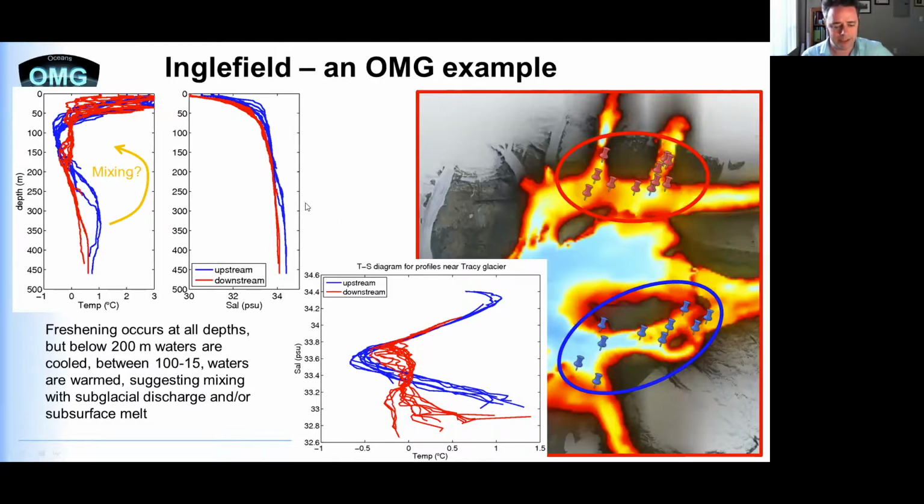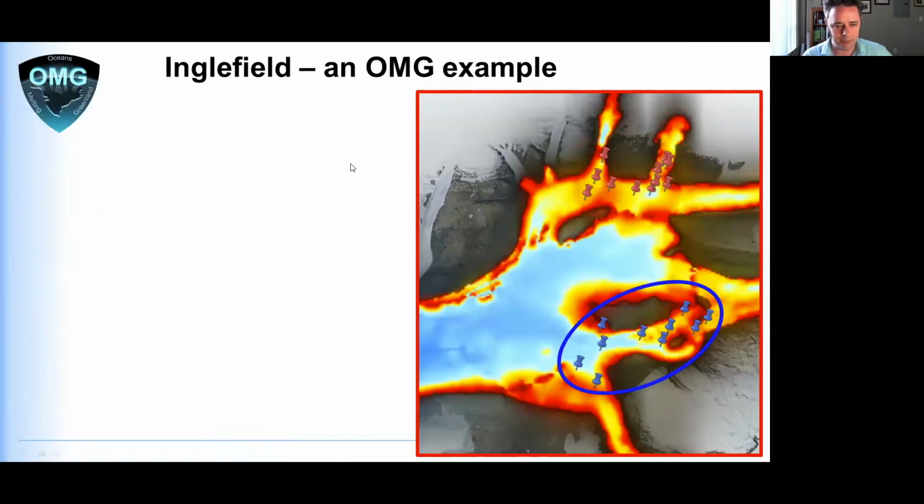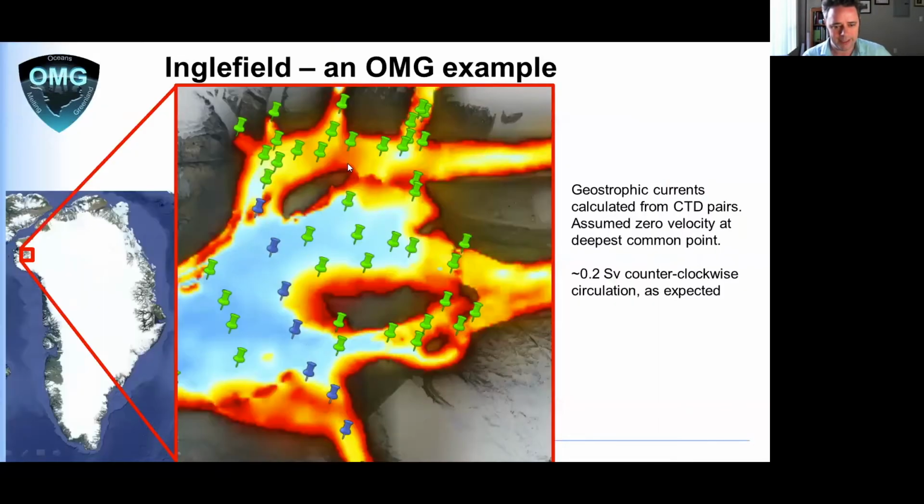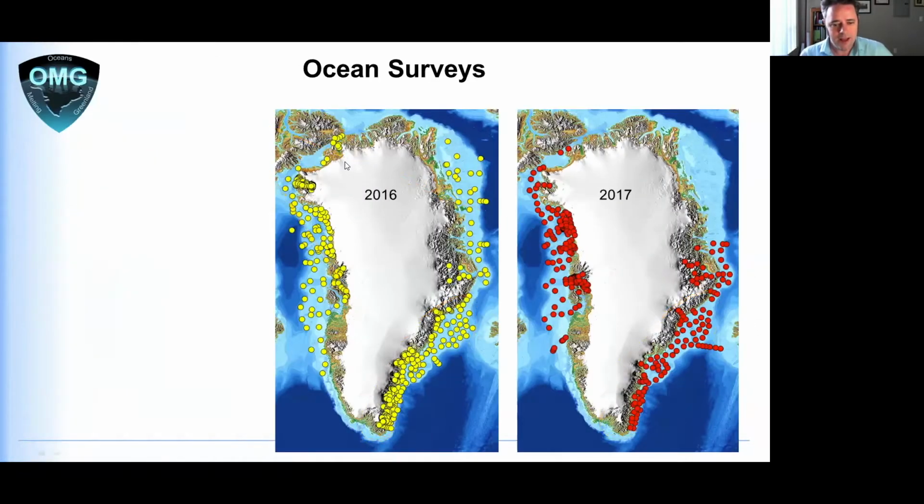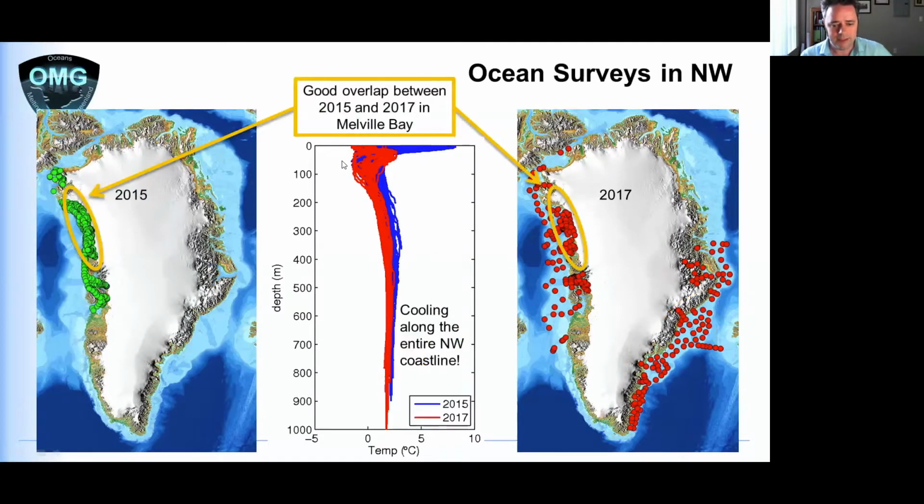So the reason for showing this is it's sort of an example of the kinds of things we can do with OMG data. And in addition to looking at the more large-scale pictures like this. And I think I'll stop there because that's plenty to chew on, and hopefully we'll have some time for discussion at the end.